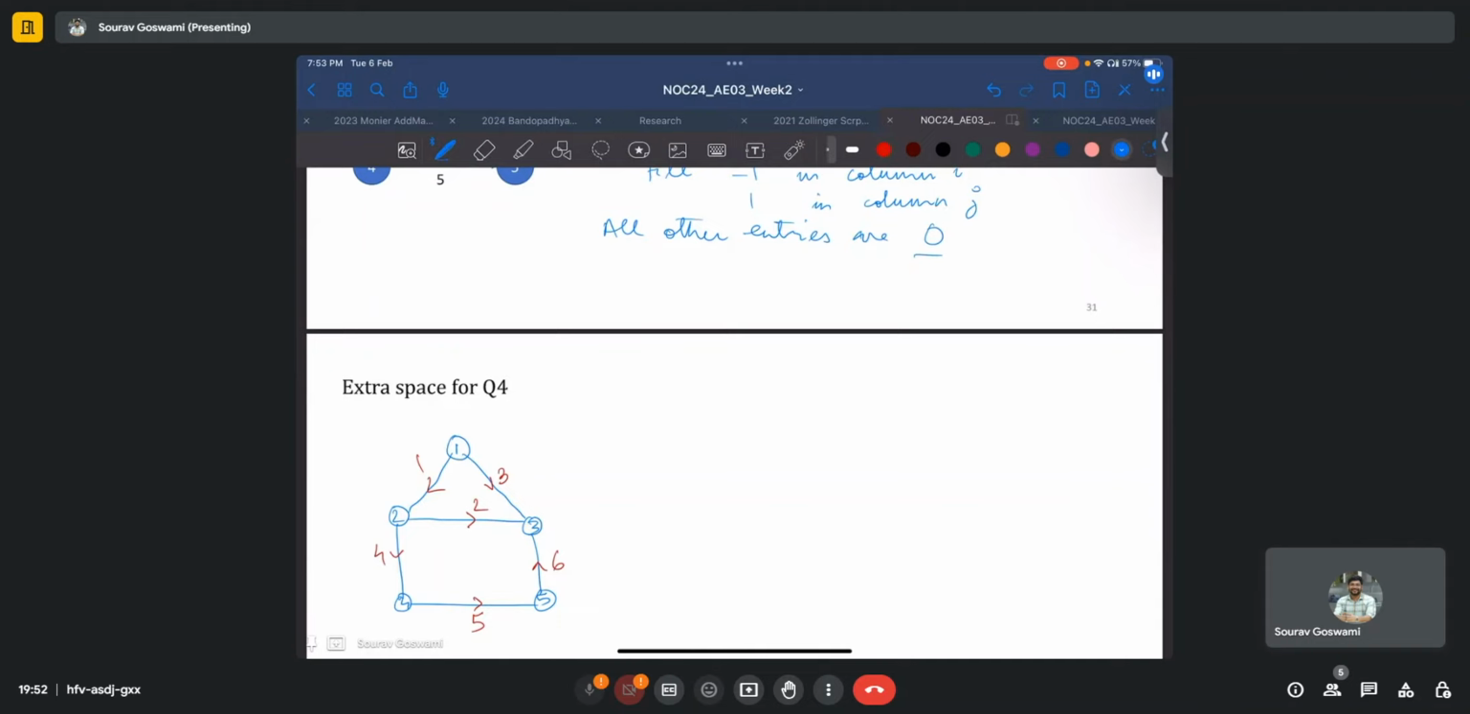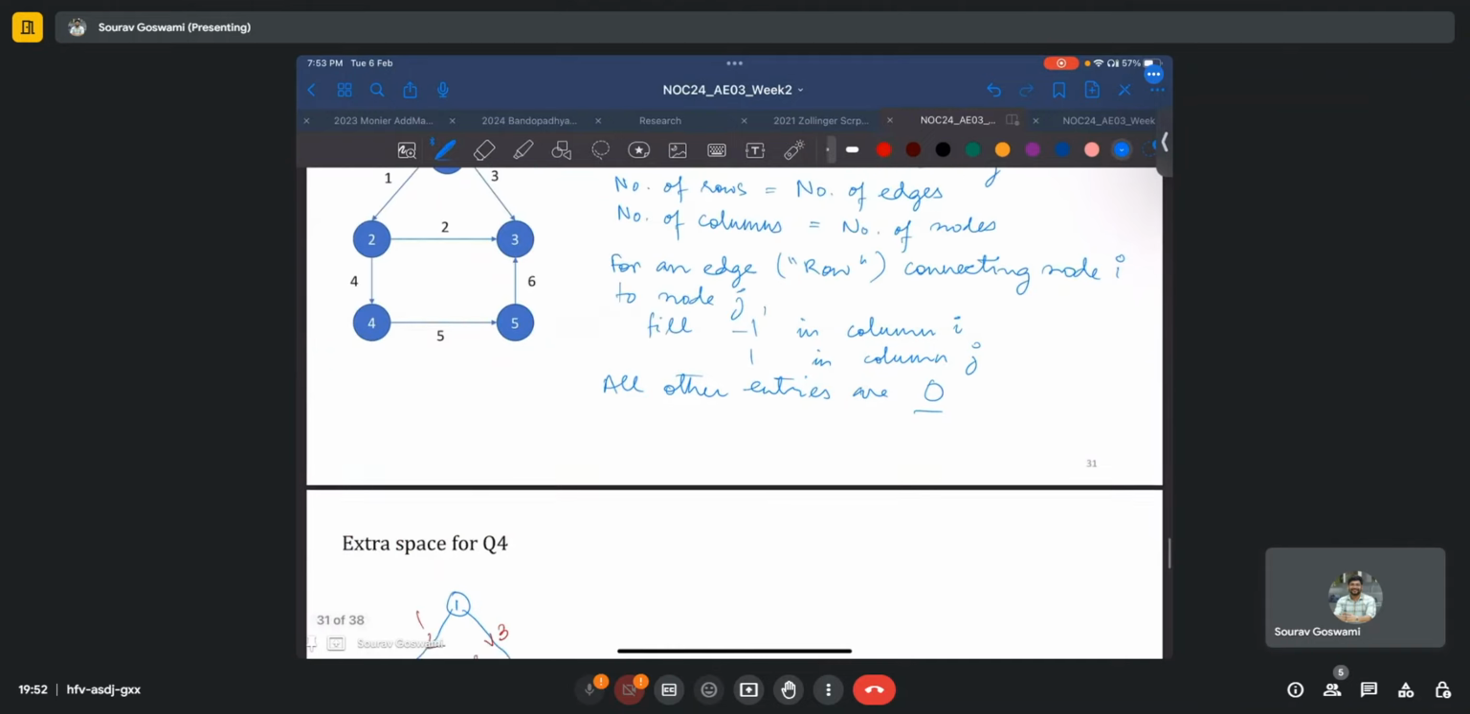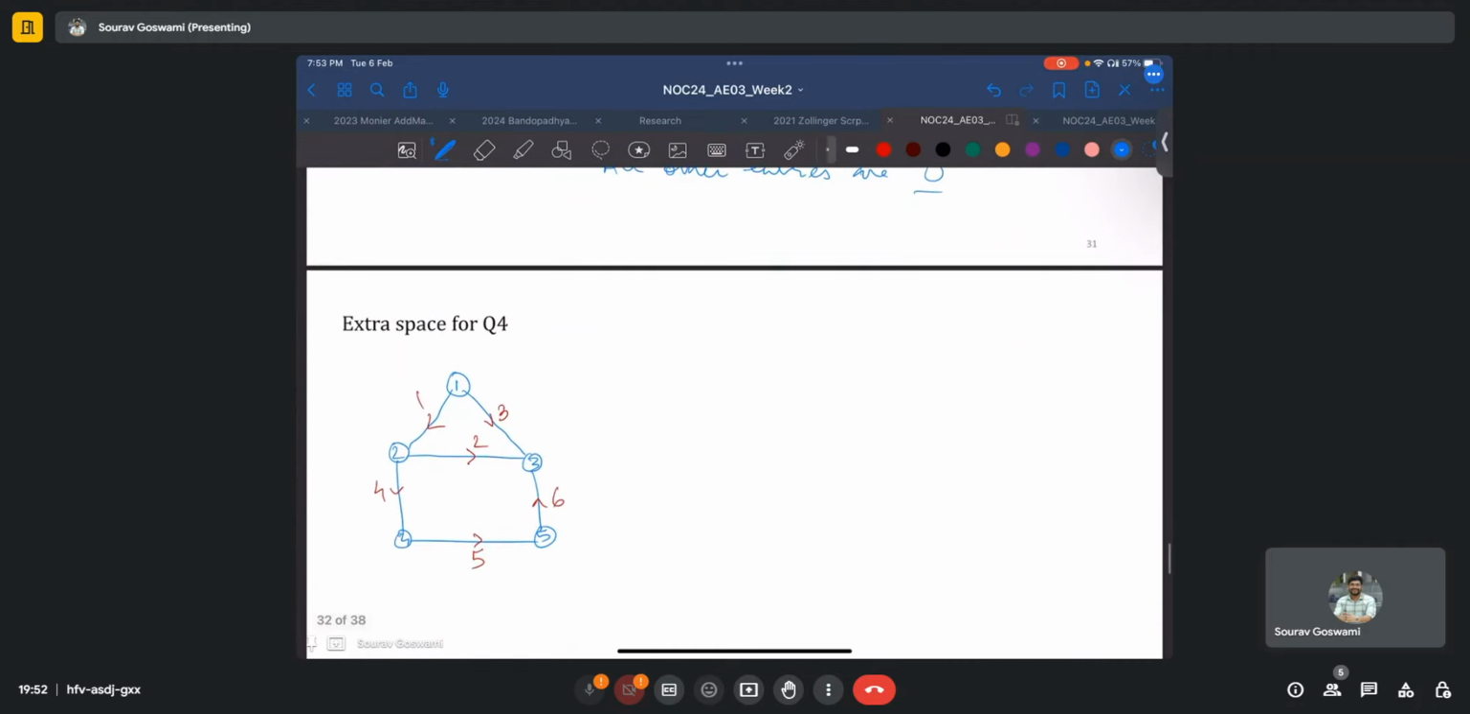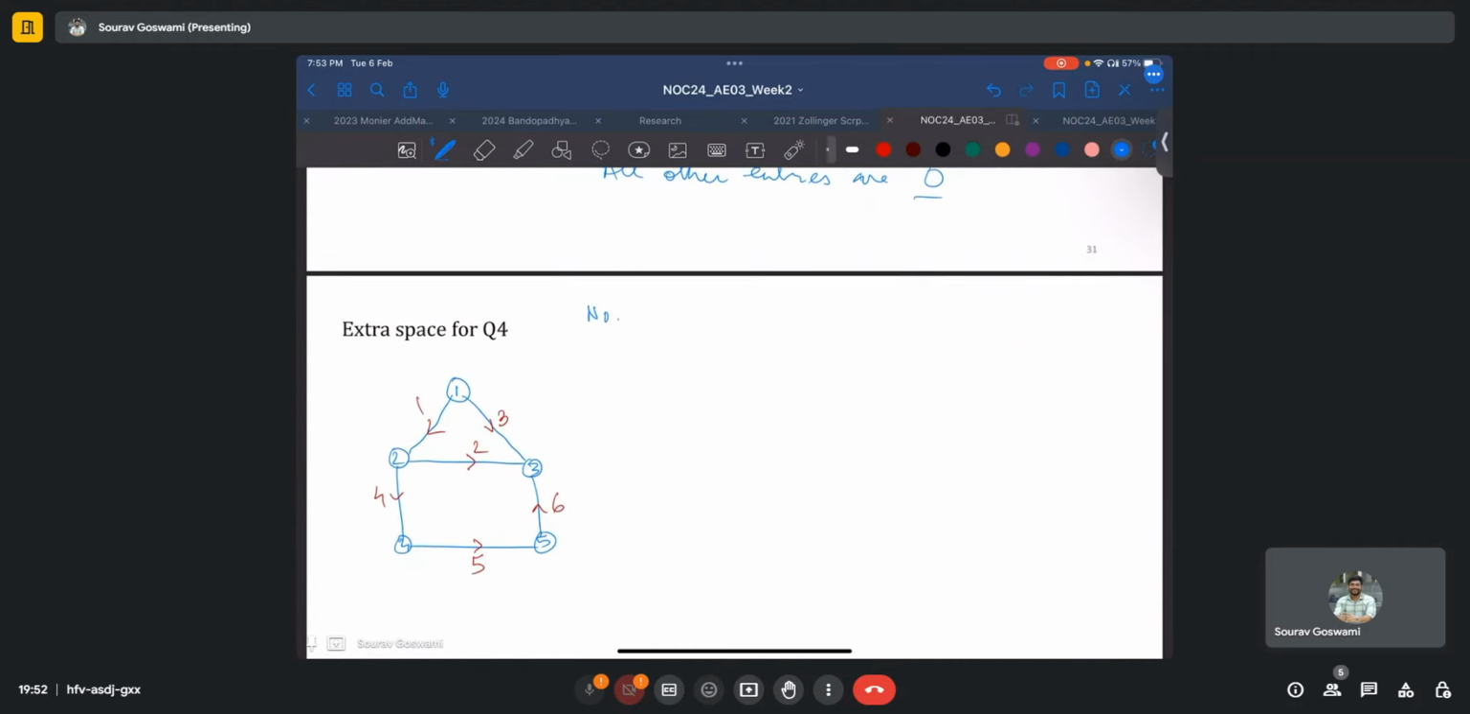So let us construct the matrix. So the number of rows will be the number of edges. Here we have, number of edges is 6. So the number of rows will be 6. Number of nodes is 5. So number of columns will also be 5.